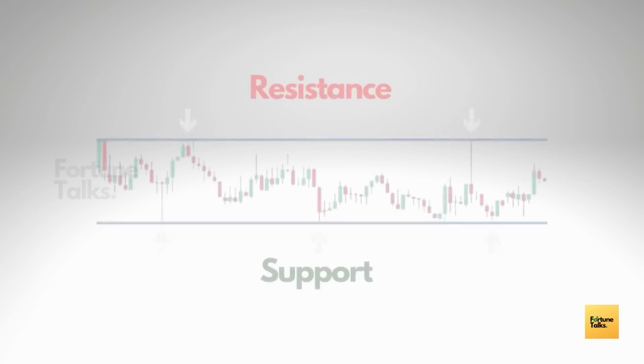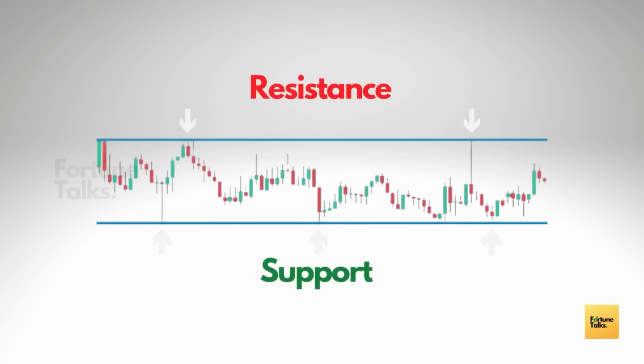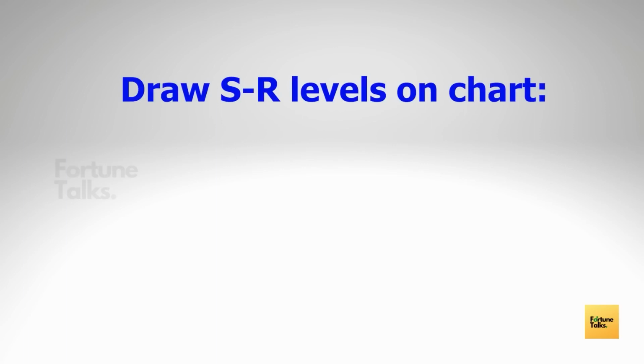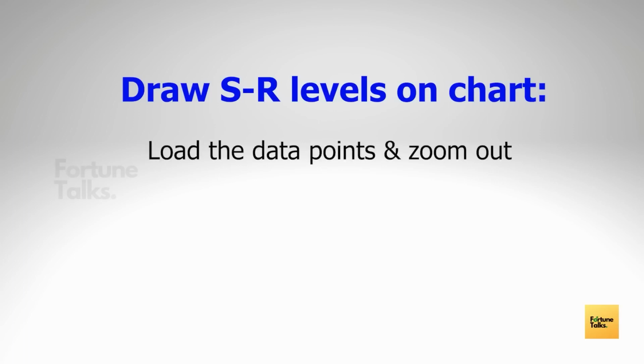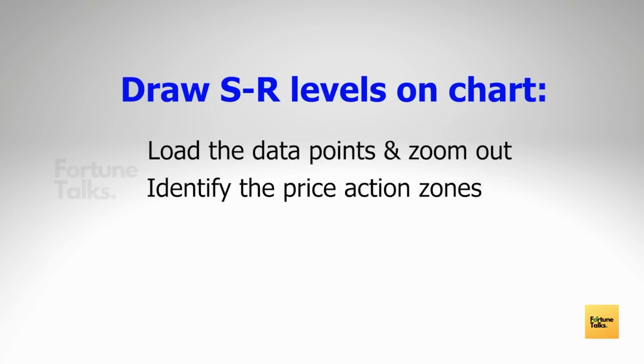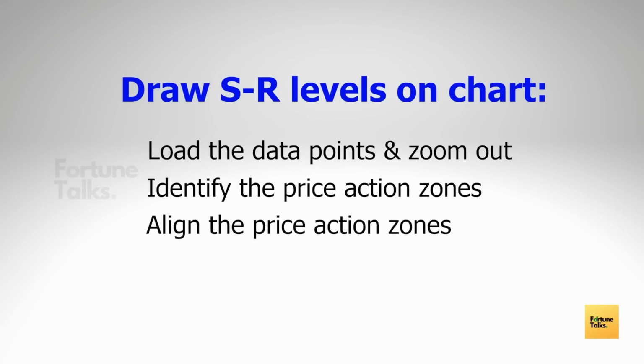As a trader working in any time frame, it is important to figure out the critical levels where there was some price action. By identifying the important price levels, you can make more successful trades using the price action technique. Let us learn how to draw support and resistance in our chart by a simple 4-step process. In short, these 4 steps are loading the data points and zooming out, identifying the obvious price action zones, aligning the zones, and fitting a horizontal line. Now we can take a look at each of them.